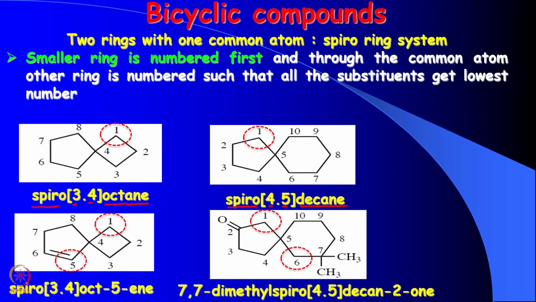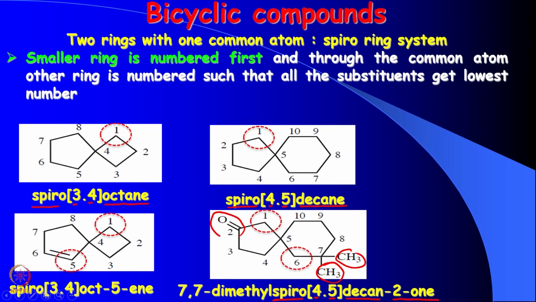Here you see the numbering has been done in such a way that this functional group gets the lowest number. Here the substitution also gets the lowest number. So, this becomes octane, decane 2-one, because you have a ketone at the 2 position, and then it is a spiro compound, and there are 1, 2, 3, 4 atoms on the left side ring and 5 atoms in the right side ring.